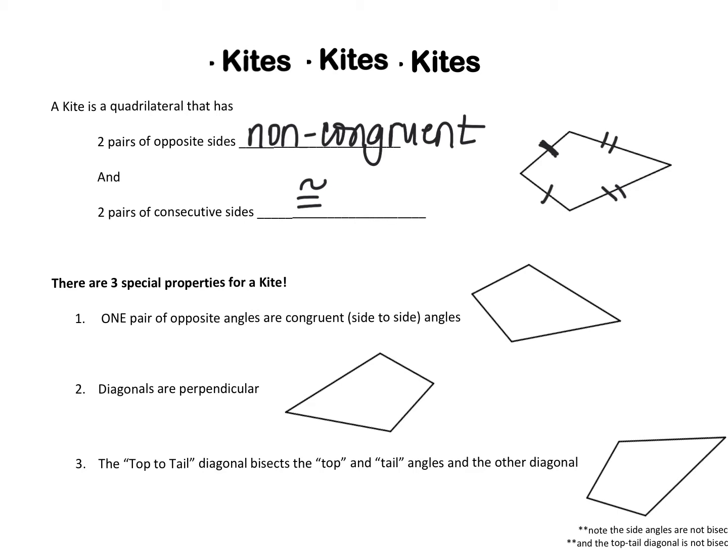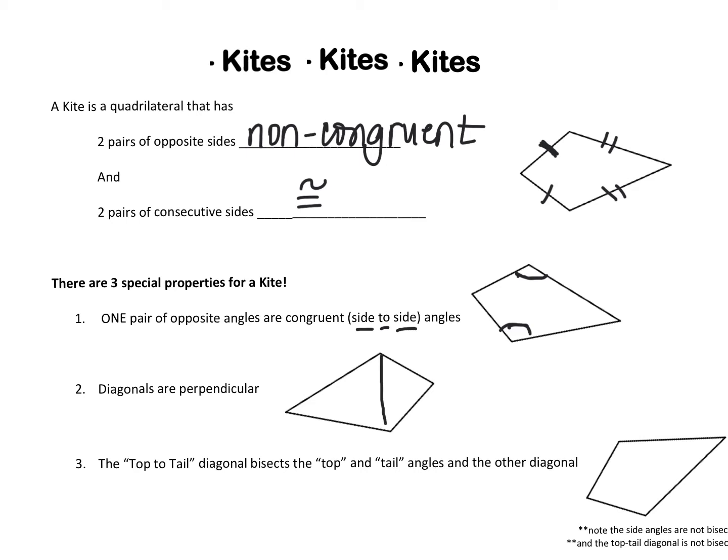All right, so one pair of opposite angles are congruent, and these are the ones that are on the sides, between the non-congruent sides, okay? That's the only pair of angles that are congruent, the side-to-side angles. Another property is that the diagonals are perpendicular.